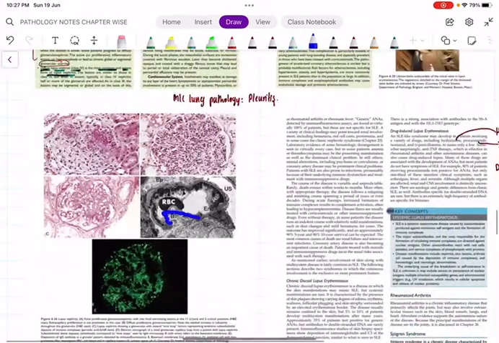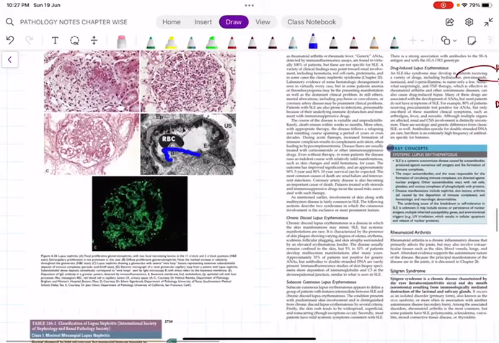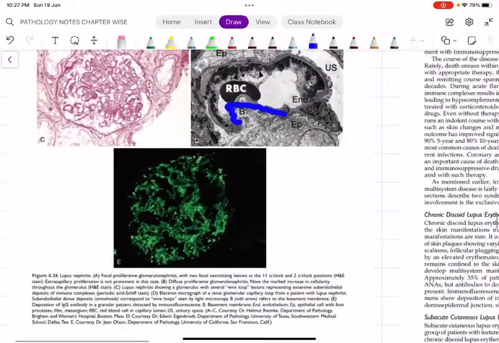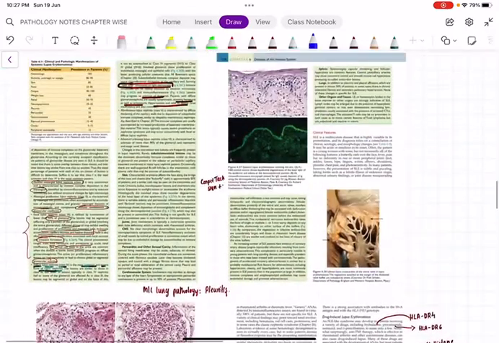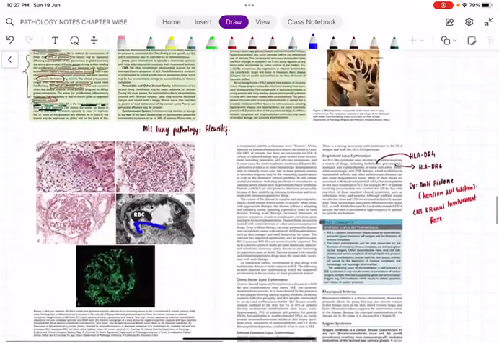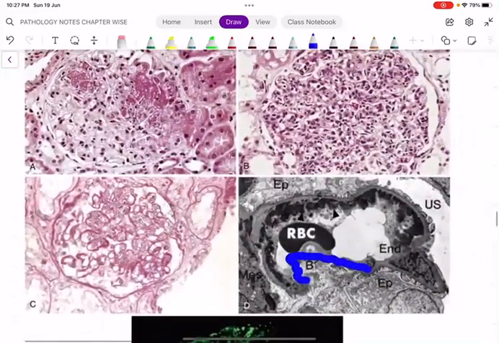Fine. So once that is done, let us see some other morphological features also. See the first one, this picture A.